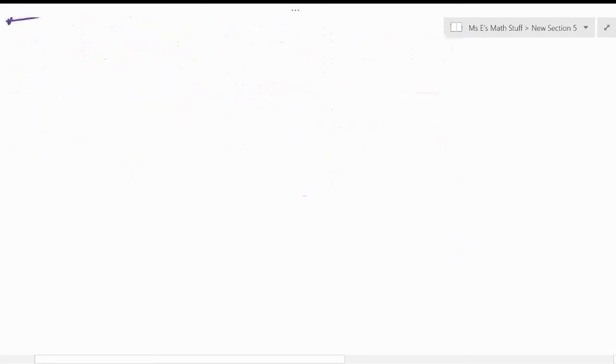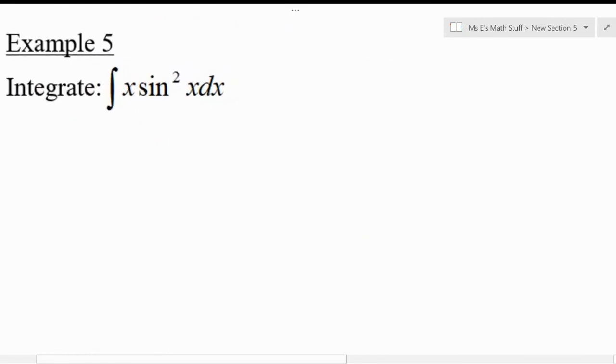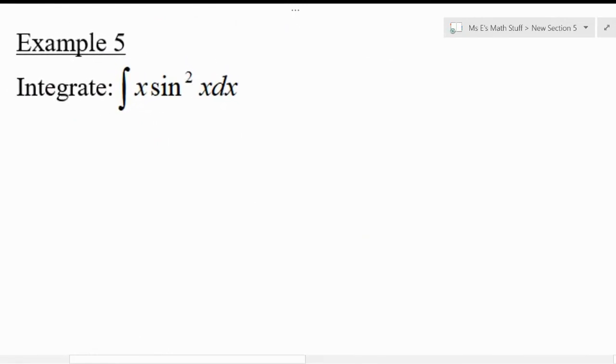There you go. Oh man, last problem, my friends. Put you back into it. Example 5, the challenge problem of the lesson. Integrate x times sine squared x dx. Good luck.